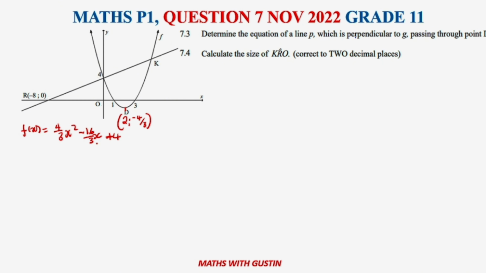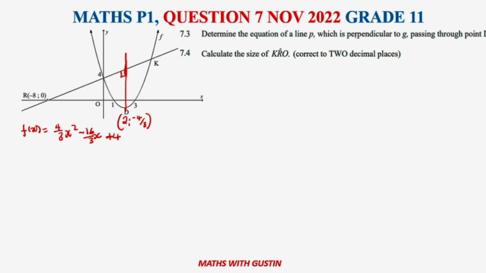It says determine the equation of line P which is perpendicular to g, passing through point D. So it means passing through point D and perpendicular to g of x. So this line is right here. They say it is passing through D and is perpendicular to g. We know what perpendicular means, it's at 90 degrees with that line, passing through that point. So they want us to find the equation of a straight line.